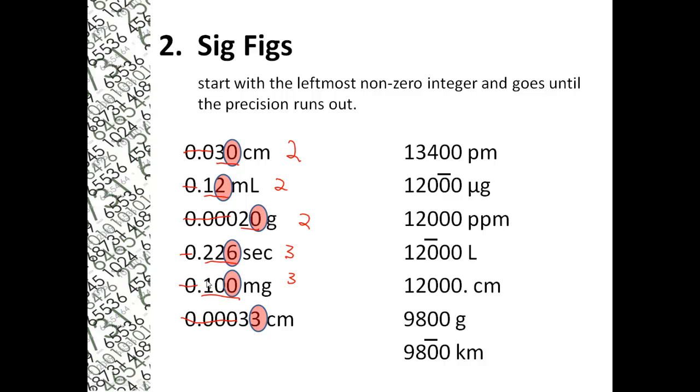All right, so the leftmost non-zero integer until the precision runs out. All right, same with this set over here. I'll go ahead and mark where the precision runs out. There you go. All right, so the leftmost non-zero integer until the precision runs out.